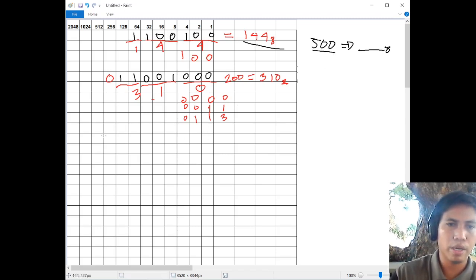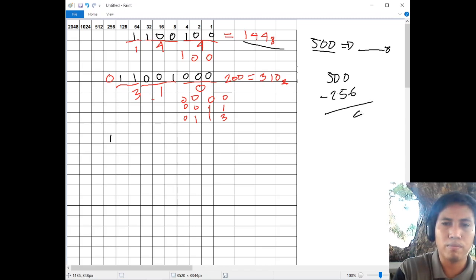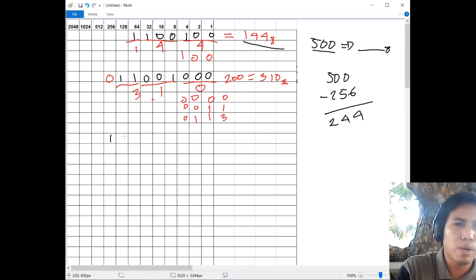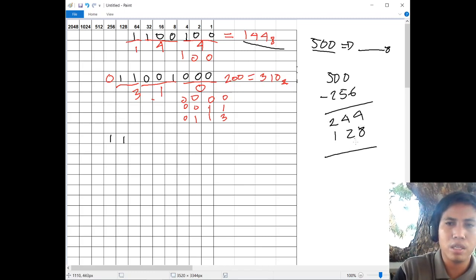512 is beyond 500, so 256. It should be 256 because the number closest to 500 but lower than 500 is 256. So 500 minus 256, that would be 244. Then we have 128. So 244 minus 128, that is 116.